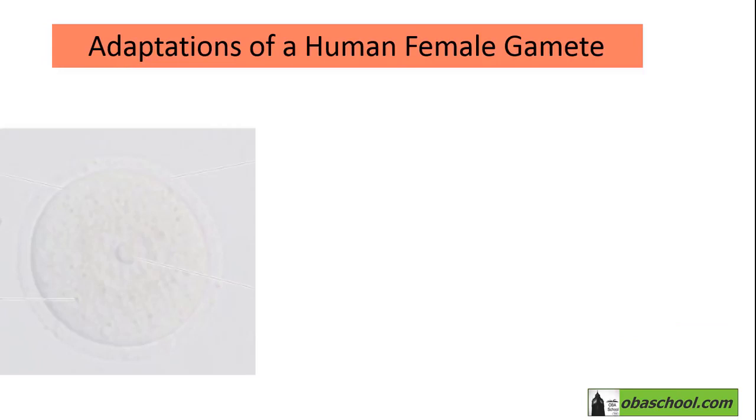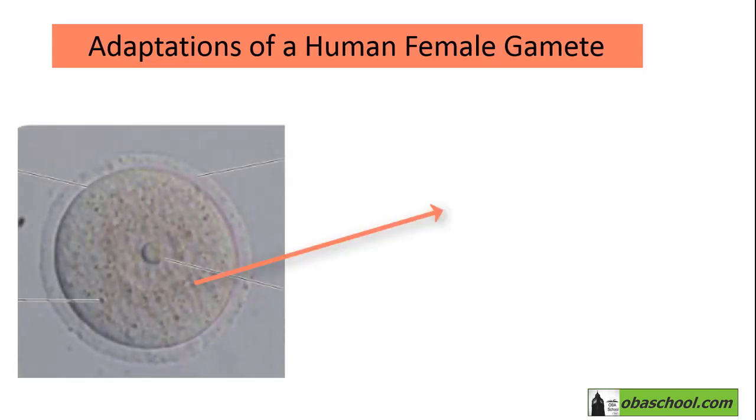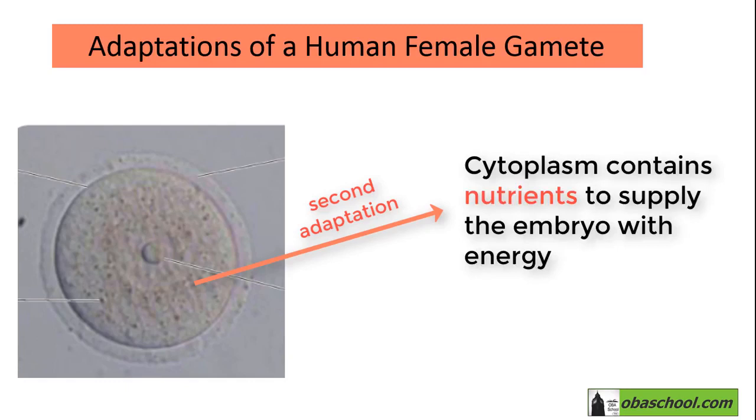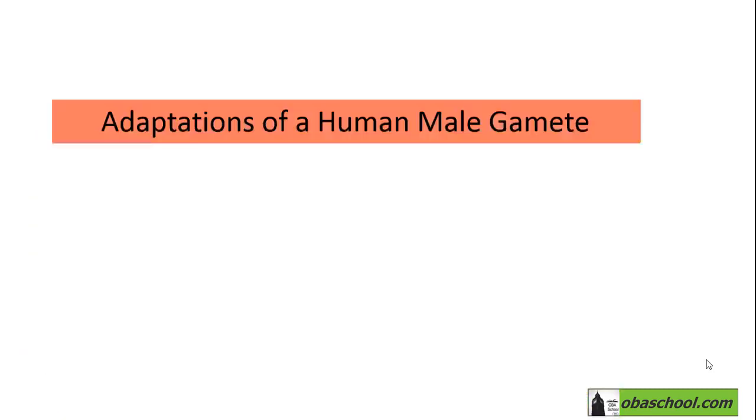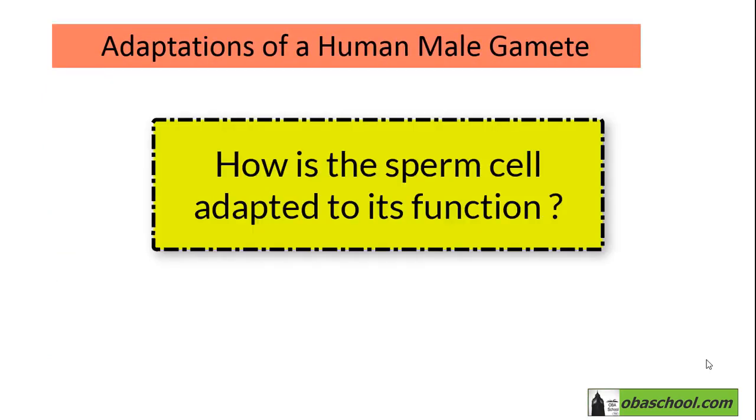The second adaptation of the female gamete is that the cytoplasm of the egg cell is packed with nutrients to supply the fertilized egg cell with energy and raw materials needed for the growth and development of the embryo. On the other hand, how is the male gamete or the sperm cell adapted for its function?